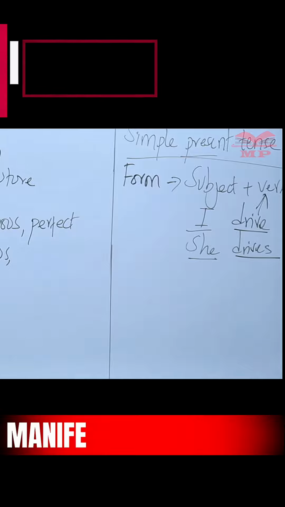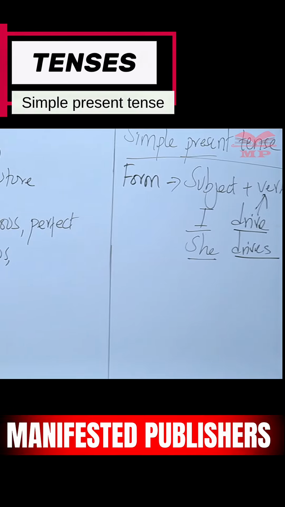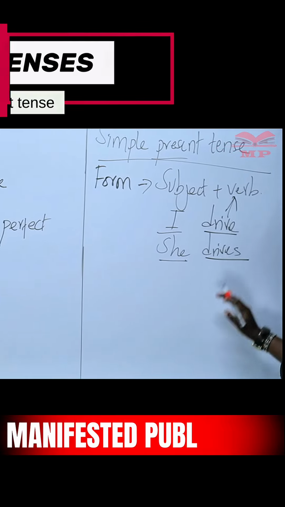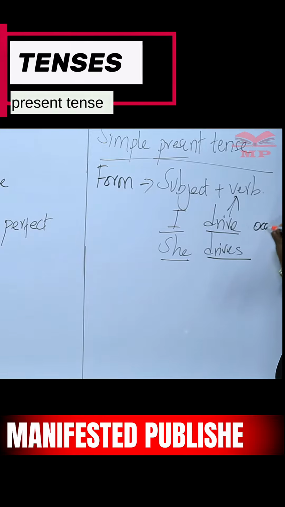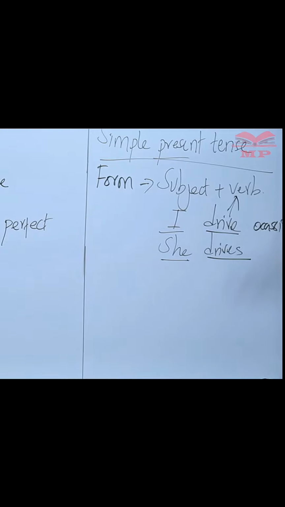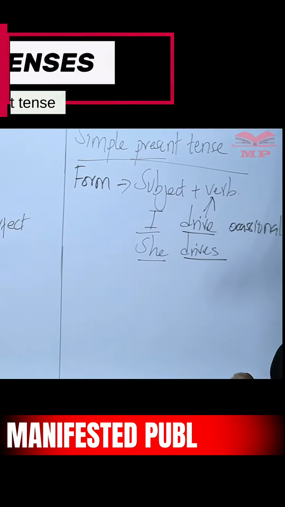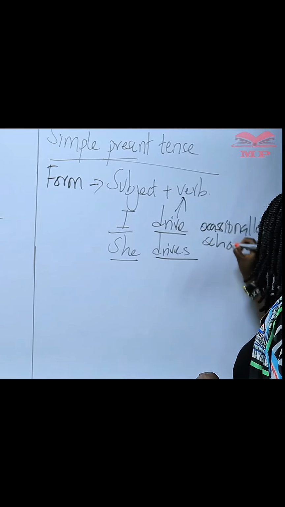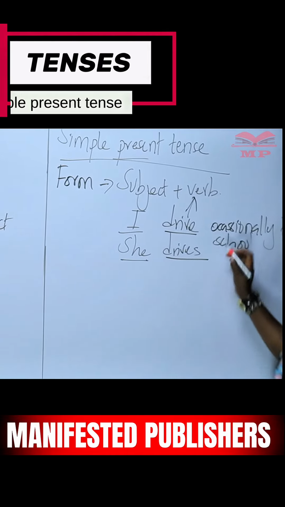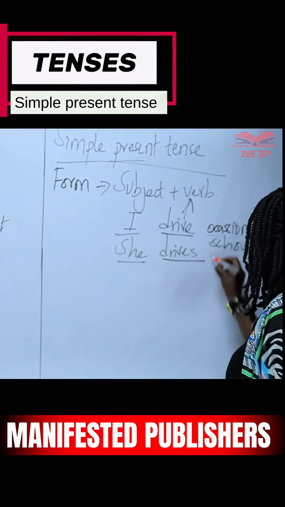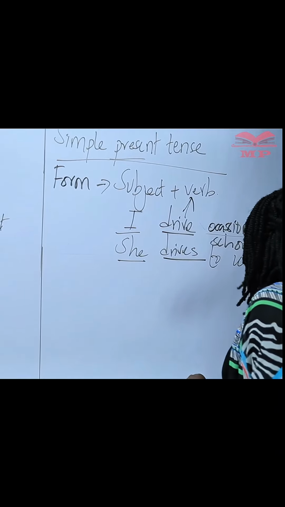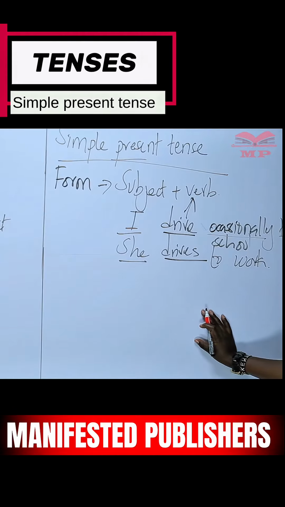So we could add something else here to make these two sentences more complete. So we could say, I drive occasionally to school, or something like that. So in this sentence, I drive occasionally to school, or she drives to work. Now those two sentences are correct.